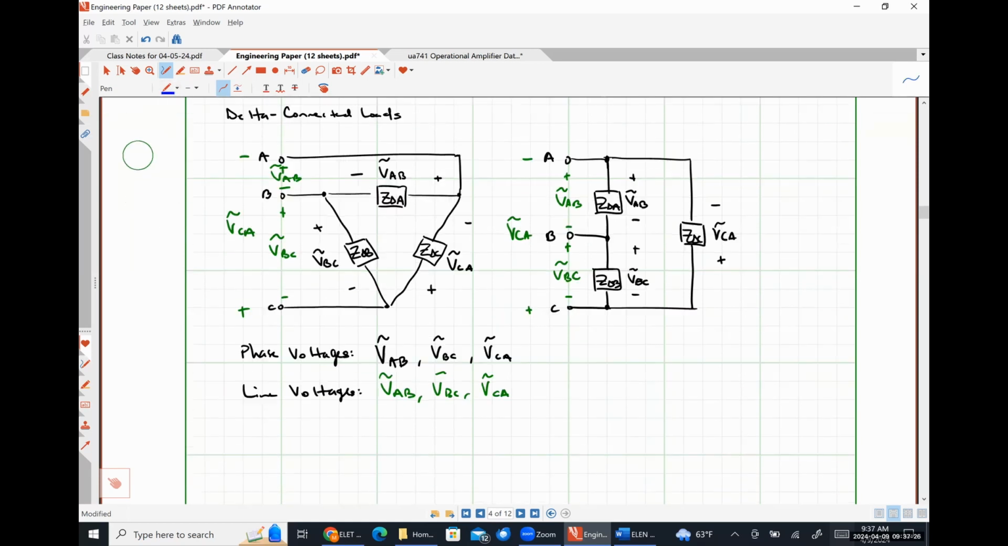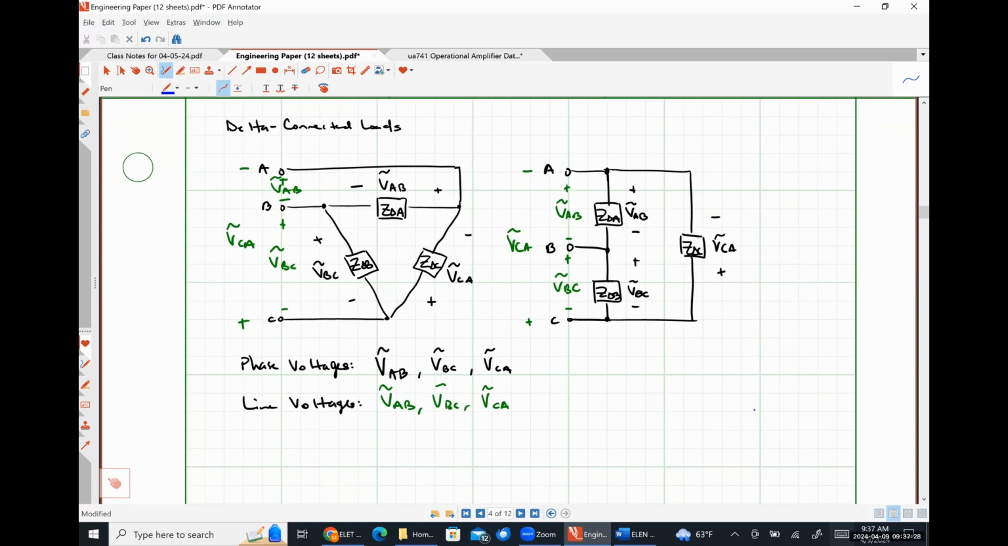Lastly, we have our phase currents. So that's just the current flowing into the positive polarity terminal. That's going to be IAB, IBC, and ICA like so.